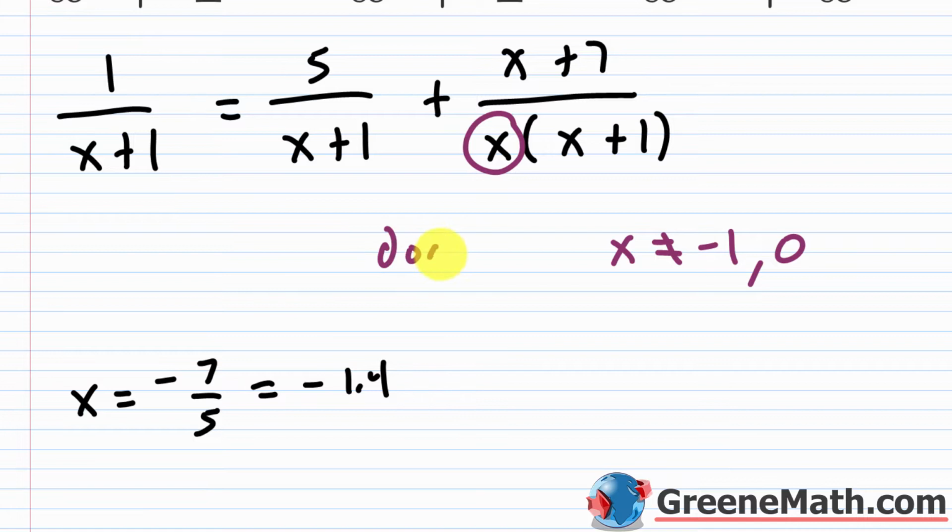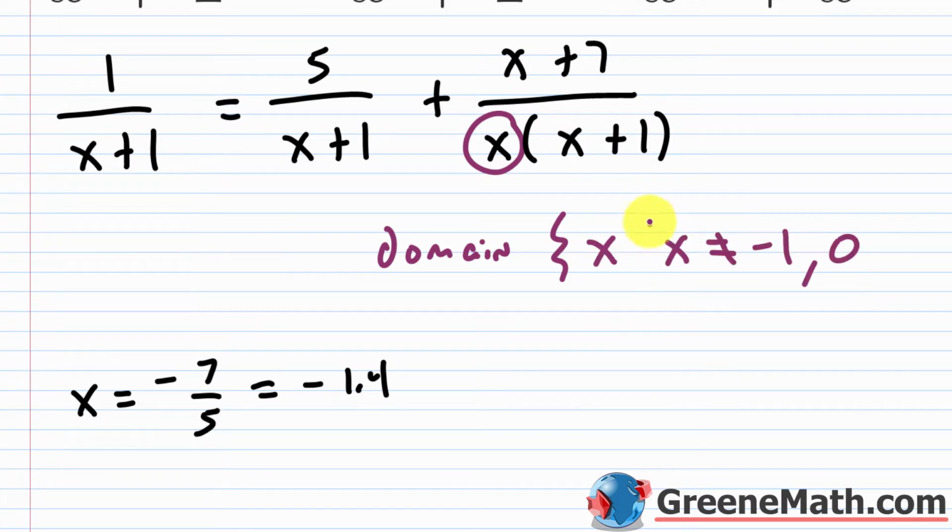So we would say that our domain here is the set of all x. So let me write that in there. I just need to slide this down. So again, the set of all x such that x is not equal to negative 1 or 0. So let's close that. And then essentially I would just plug this in to make sure that I didn't make an error. Right now I know that I didn't violate the domain.